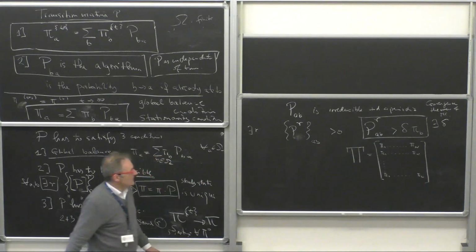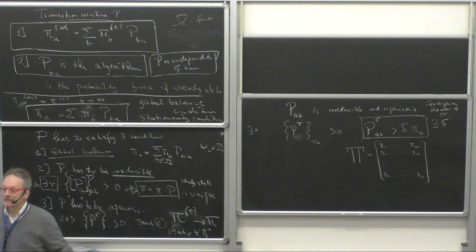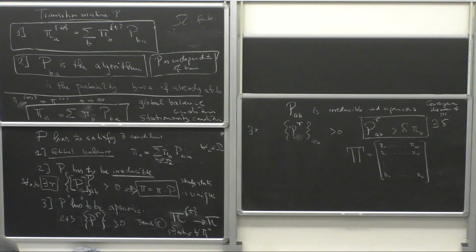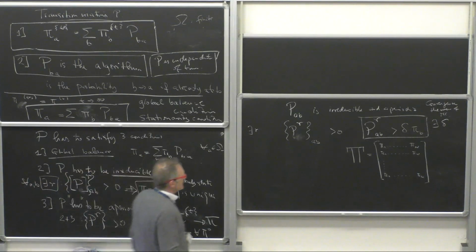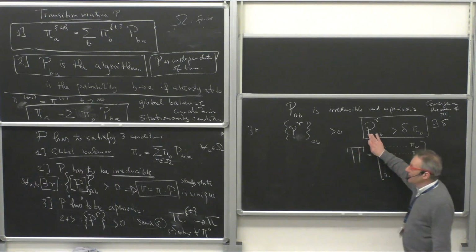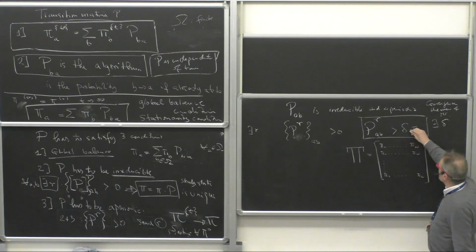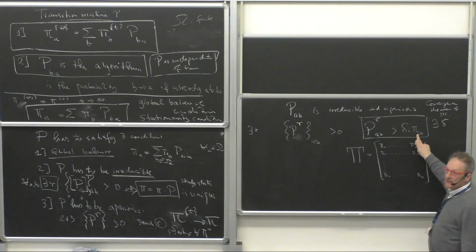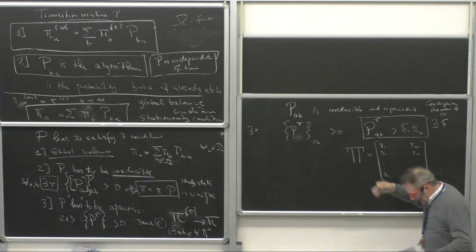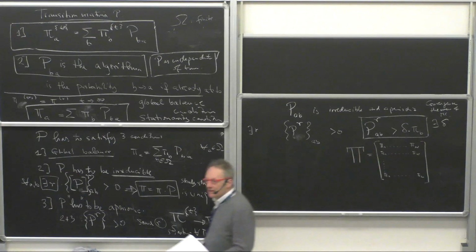Okay, so I have a transition matrix, yes? No, that is a matrix. And I'm saying that for any A and B, P_AB of R must be larger than some quantity delta times pi B. For any A, it has to be larger than pi B.